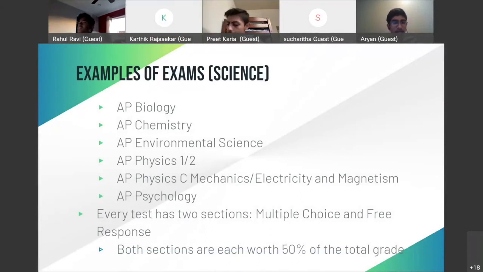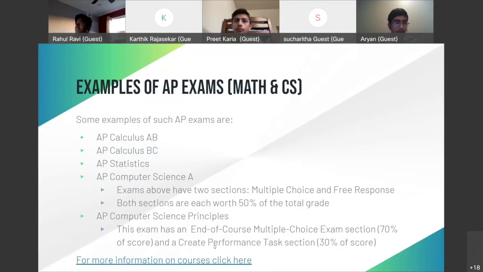Could we go to the previous slide really quickly? I just wanted to add one thing. So I think there's a lot of confusion sometimes about AP Calculus AB versus AP Calculus BC. When you get to junior year or junior senior year and you're taking that course, a lot of people are confused on whether to take AB or BC. So like Aryan mentioned, BC is more advanced. It does cover more content.